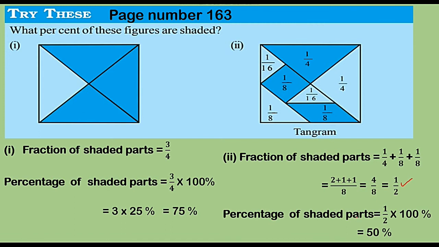Percentage of shaded part. If it is 1 out of 2, what will it be out of 100? So multiply it by 100 and put the percentage symbol. 2 ones are 2, 50s are 100. And 1 multiplied by 50 will be 50%.